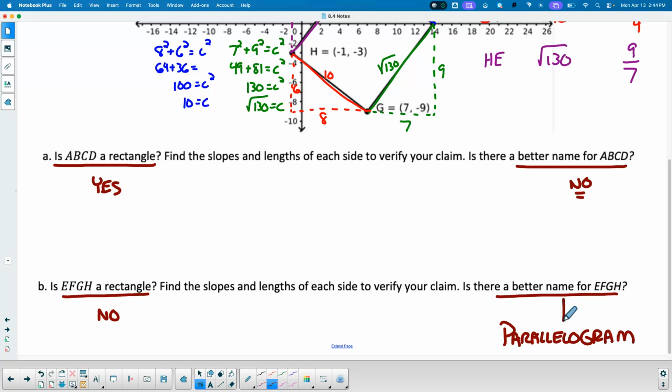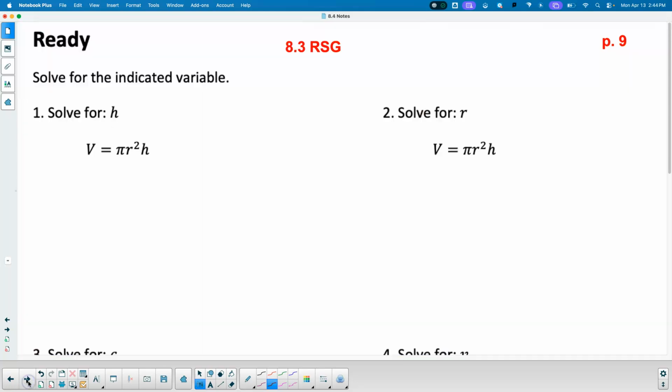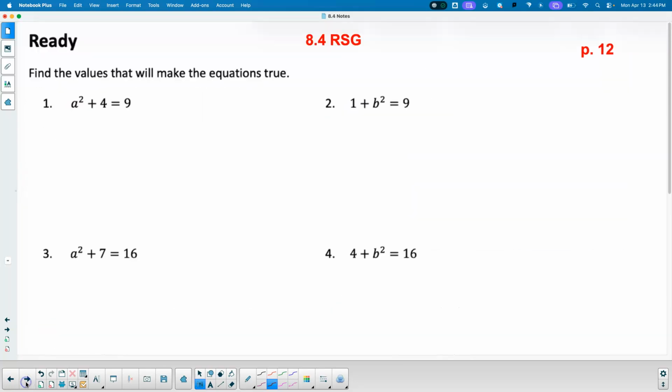Sneak peek of your homework this evening. So the first 8, I believe, on page 12, are solving those equations for either A or B. So basically, you're solving the Pythagorean theorem. Now, instead of for C, you're solving it for A or B. We can handle that.